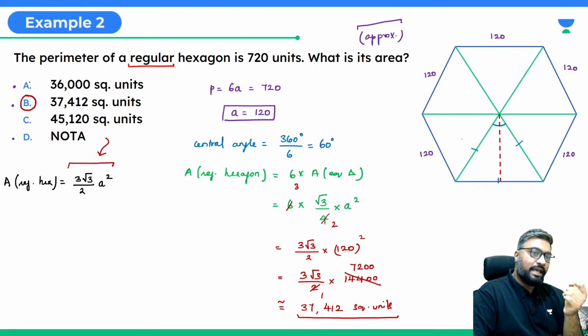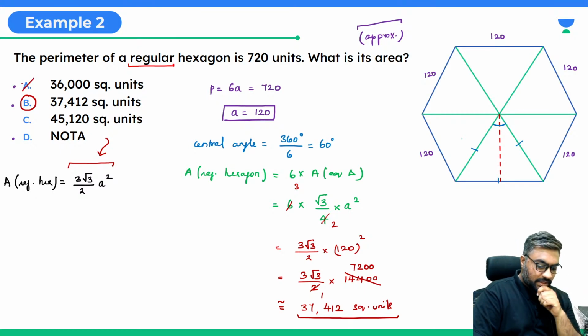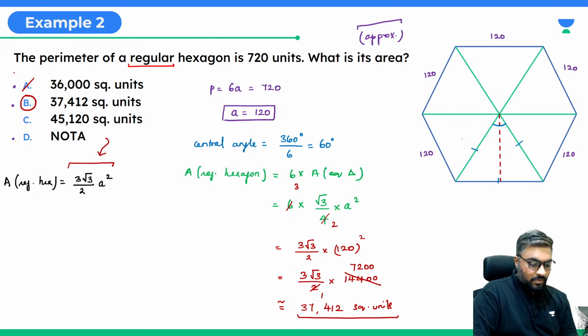So Priyanshu, A is incorrect. Dinesh, once check your answer. 6 into 1.73 into 30 into 120. Yeah, close enough, but okay.